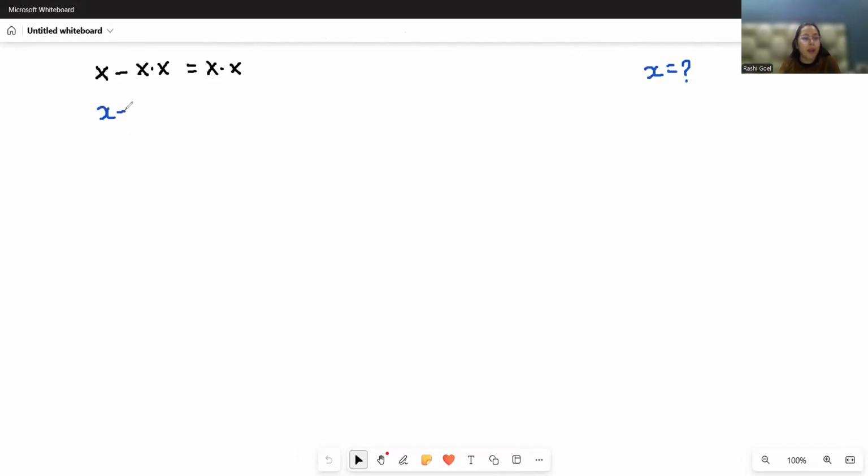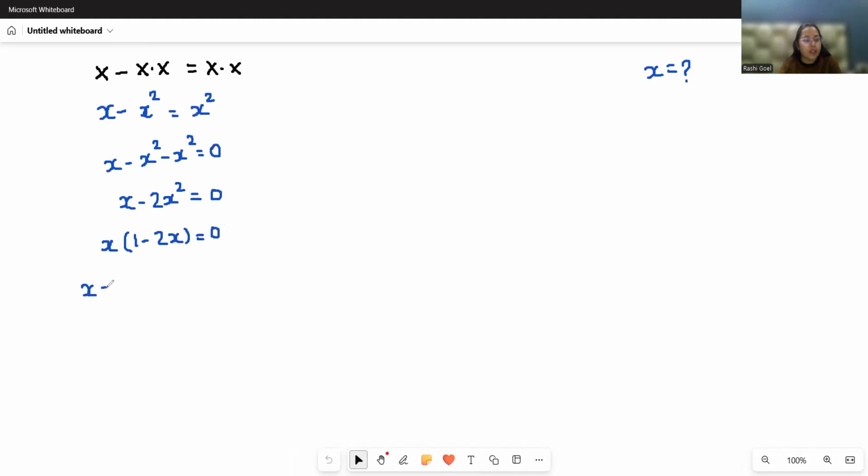So x minus x times x is x square, equals x square. So x minus x square. So take all the terms together. Minus x square equals 0. So x minus 2x square equals 0. So let's factorize. If I take x as common, so x(1 minus 2x) equals 0.